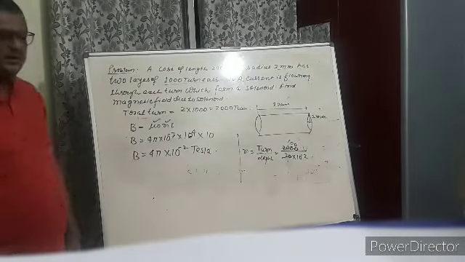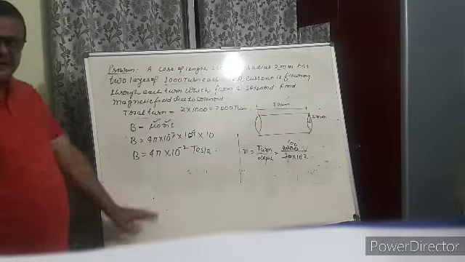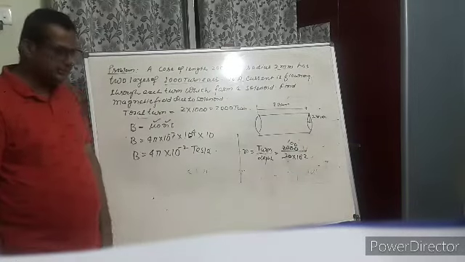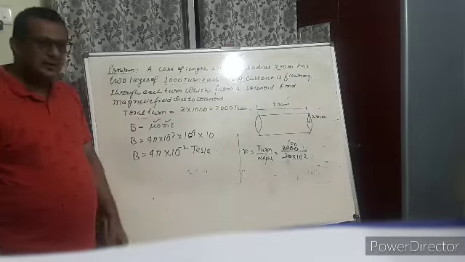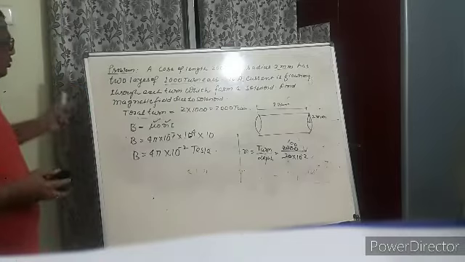So this is the magnetic field inside the core. But the magnetic field outside the core will be equal to 0. Now, similar to this solenoid, see the toroid.